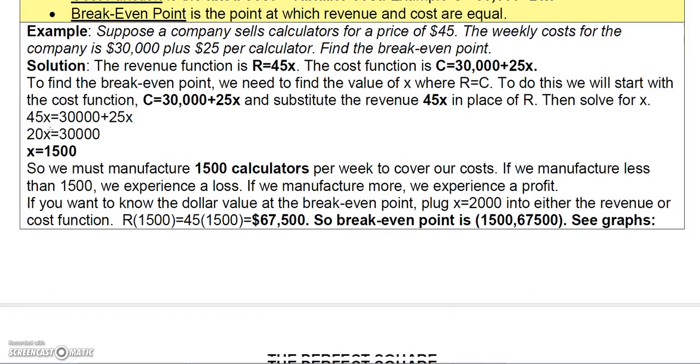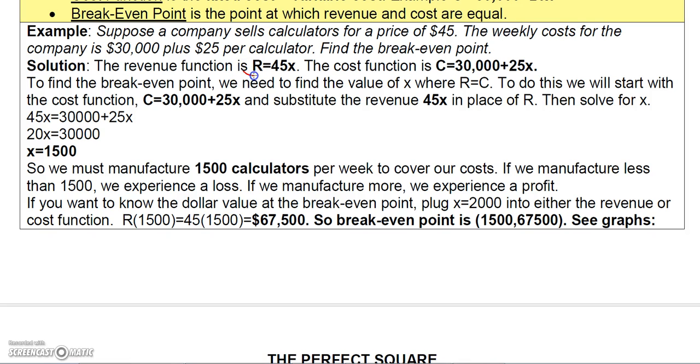So this example says, suppose a company sells calculators for a price of $45 each. The weekly cost for the company is $30,000 plus $25 per calculator, and it says find the break-even point. Well, the break-even point is where your revenue function equals your cost function.